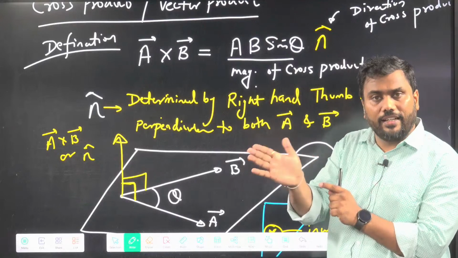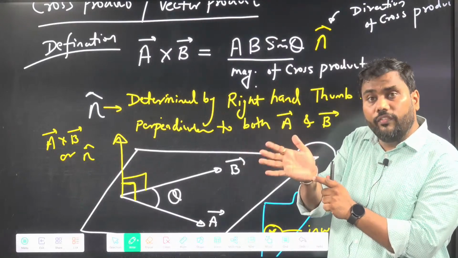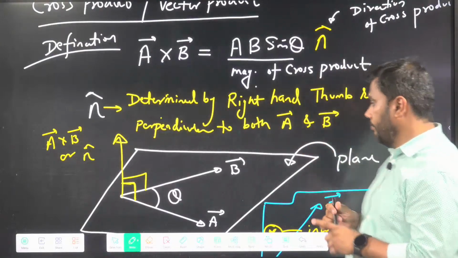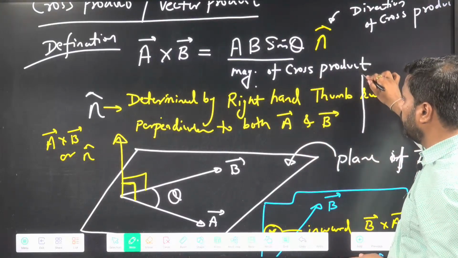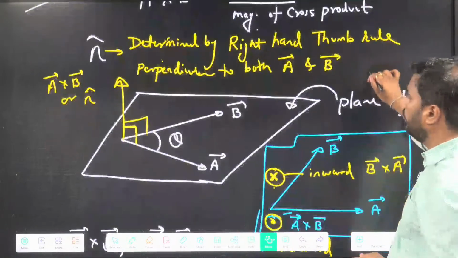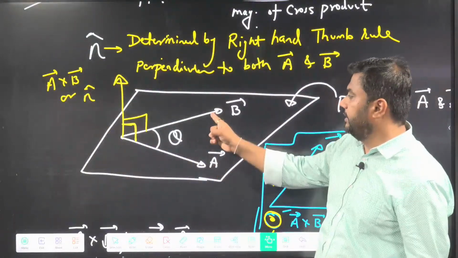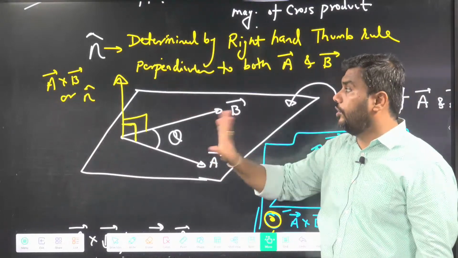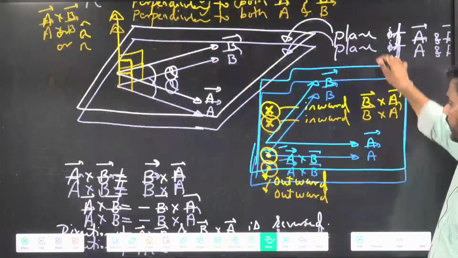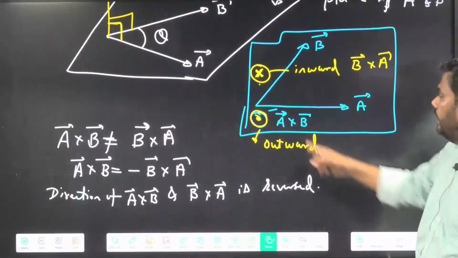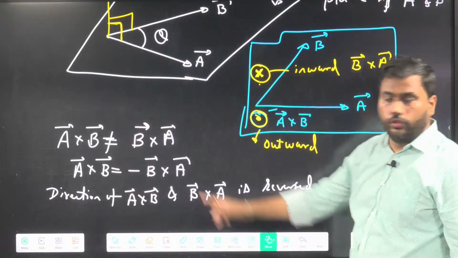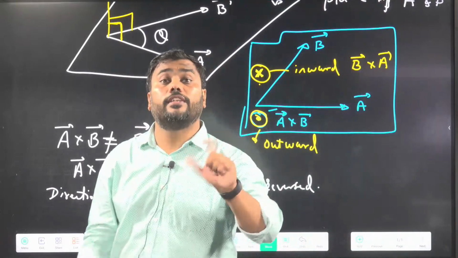Keep the fingers of right hand in direction of first vector, curl the fingers of right hand in direction of second, thumb gives you direction of cross product. Cross product direction is perpendicular to both A and B. If this is A and B in a plane, the direction of cross product is perpendicular to both A and B. And we have discussed the property that A cross B, if it is out, then B cross A is inside. So direction of A cross B and B cross A are just reverse.